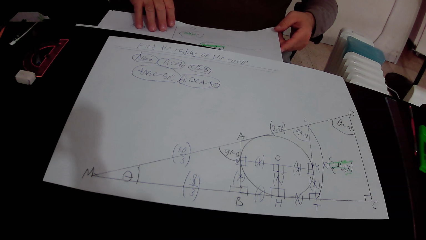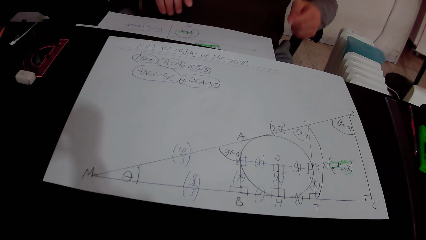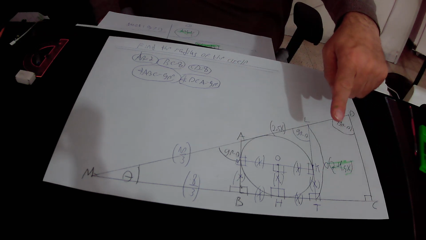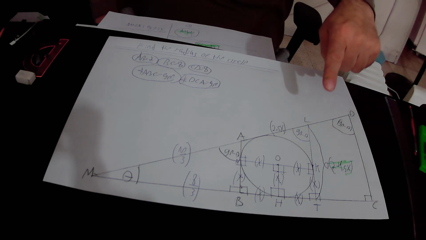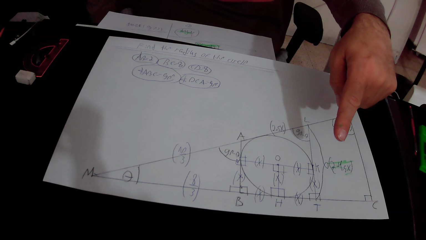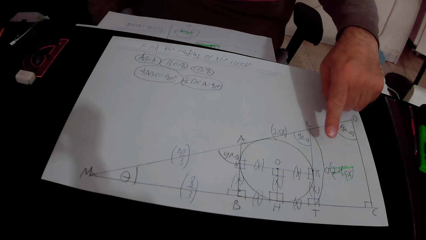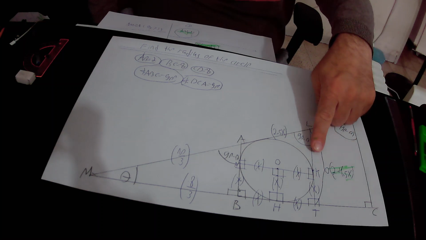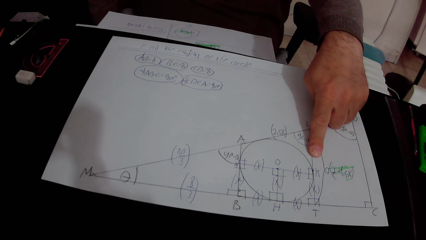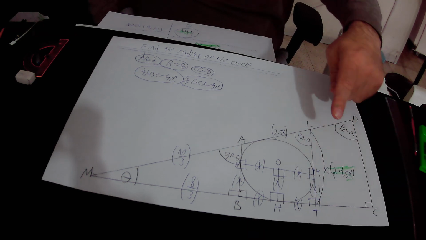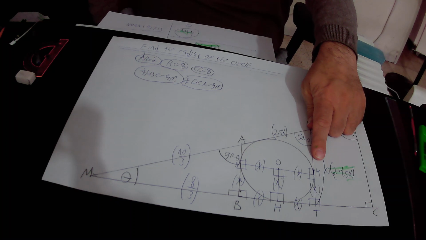Then we did another construction. That is to say, we drew a perpendicular on side BC in such a way that the perpendicular on BC will also be tangent to this circle. So this angle equals 90 degrees and this angle equals 90 degrees according to our construction. And point K is the point of tangency of the perpendicular on BC.